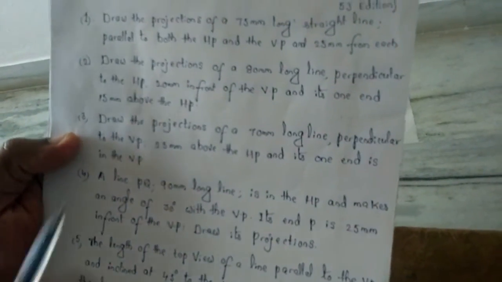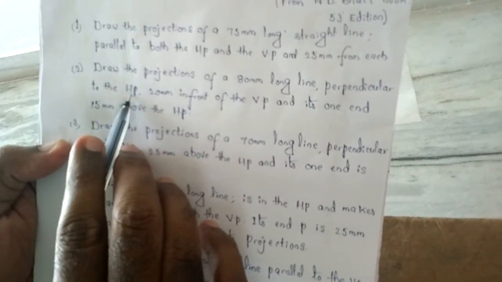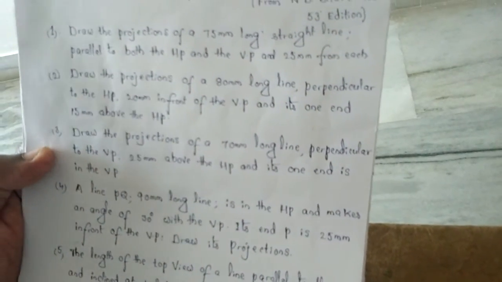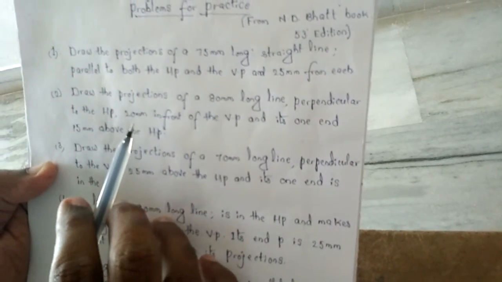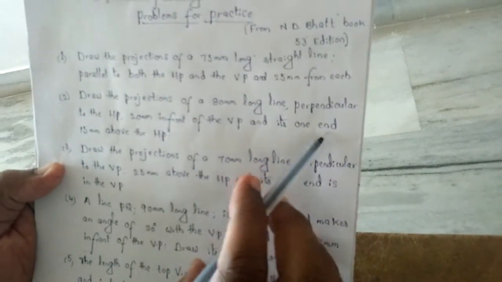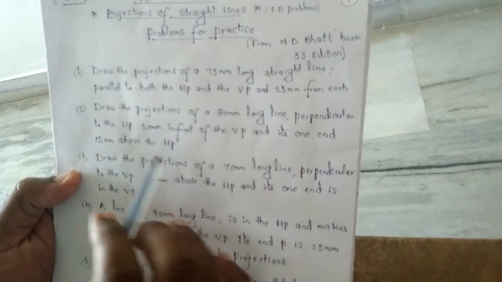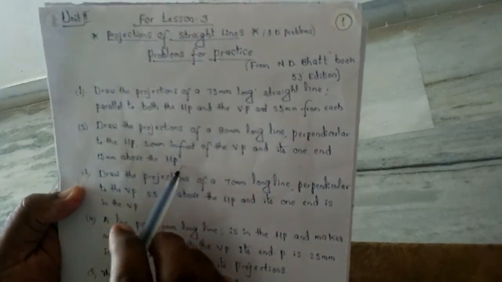Next, going to question number 2. Draw the projection of an 80 millimeter long line perpendicular to HP. Once the line is perpendicular to HP, front view gives the true length. Why? Because in front of the HP, we see the front view length is 80 millimeter, but the point position is 20 millimeter in front of VP and its one end is 15 millimeter above HP. Suppose the straight line is AB, and one end is A, the end position is 20 millimeter in front of VP and 15 millimeter above HP.